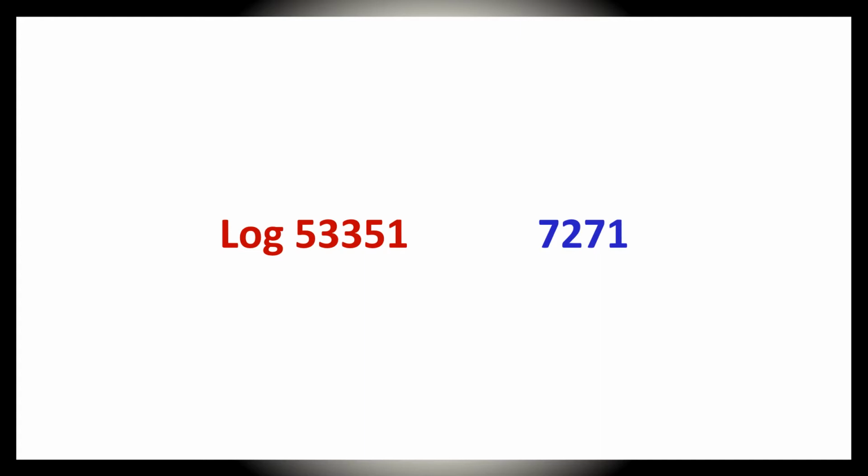But we write it as 4.7271. Why do we include this 4 and the decimal point here? This has to be discussed in detail. Our number is 53,351, and we are finding the log of that value. Now let us check out how many digits are there before the decimal point. Here the decimal point will be after 1.